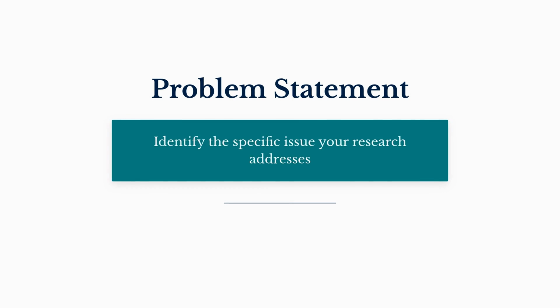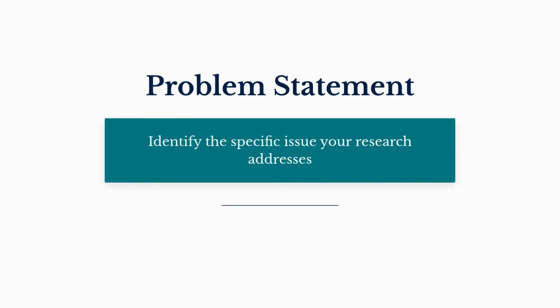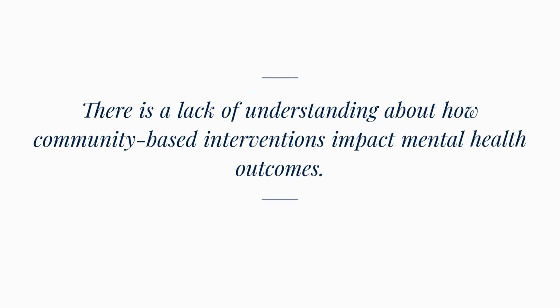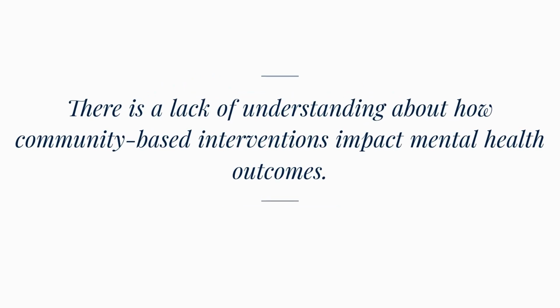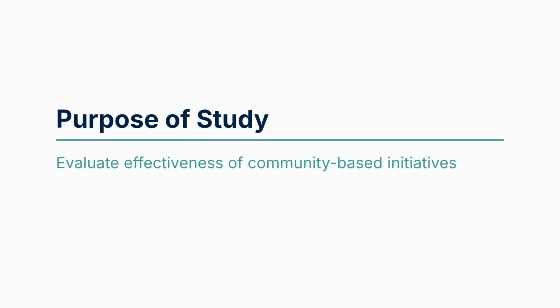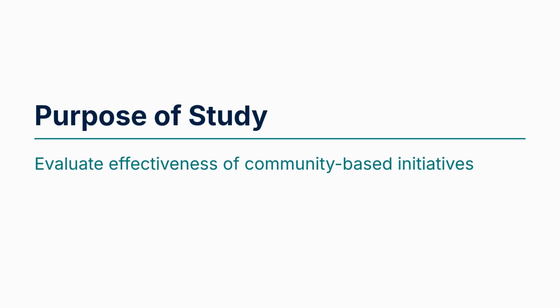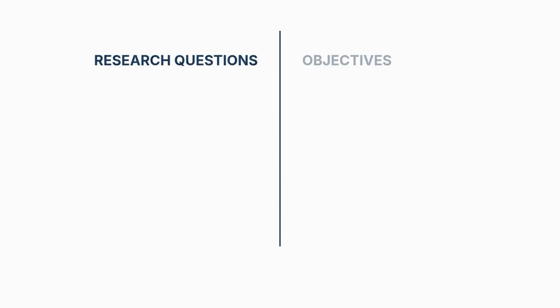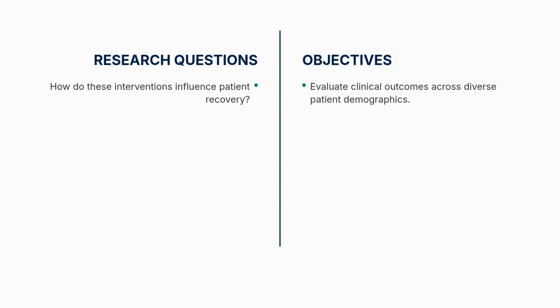Then comes the problem statement, where you identify the specific issue your research addresses, such as, "There is a lack of understanding about how community-based interventions impact mental health outcomes." You also explain the purpose of your study, like, "This research aims to evaluate the effectiveness of community-based mental health initiatives." Include research questions, e.g., how do these interventions influence patient recovery?